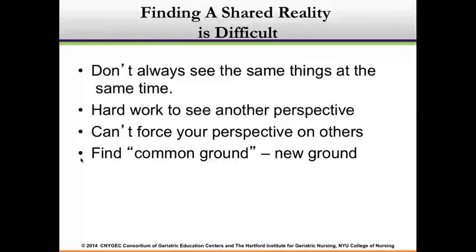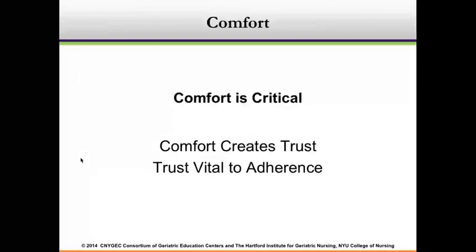So another of these fundamentals is finding a shared reality. And finding a shared reality is difficult. It's not easy, and it cannot be assumed. Another fundamental is comfort. Comfort is critical in situations because comfort creates trust, and trust is vital to adherence, to everybody agreeing on what's supposed to happen. And it's your job to make people comfortable. And so it's your job to reach out and to try to create the trust.